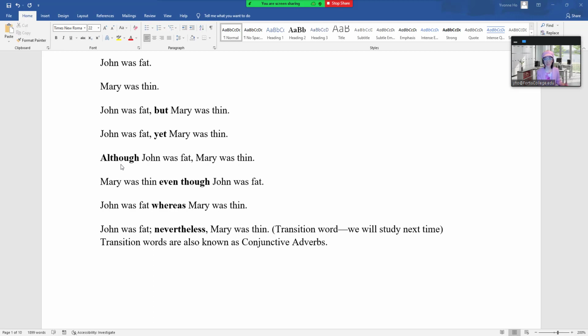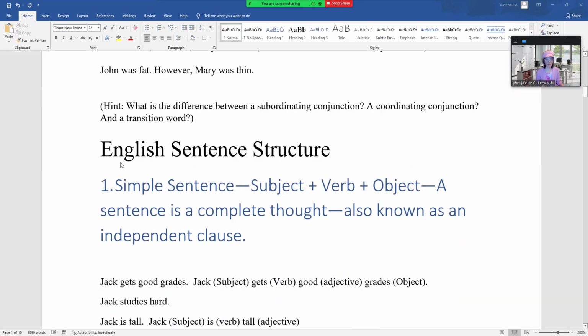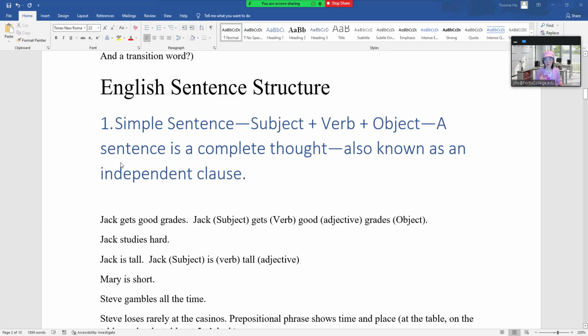So if you simply say, although John was fat, that is an incomplete thought, that's a sentence fragment. So as soon as you add a subordinating conjunction to a sentence, then it becomes a sentence fragment. So you want to avoid sentence fragments. So let's start. What are the four kinds of sentences in English? So the first kind of sentence is the simple sentence.